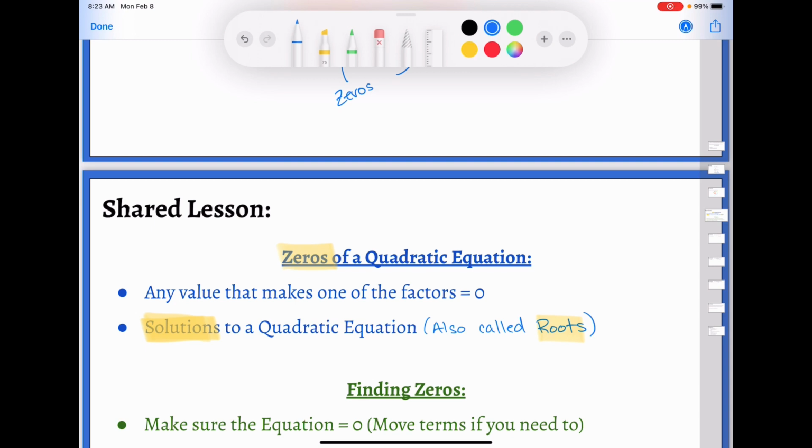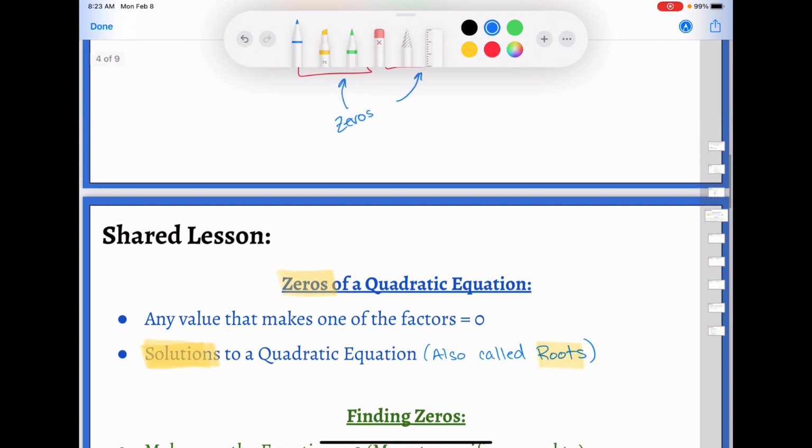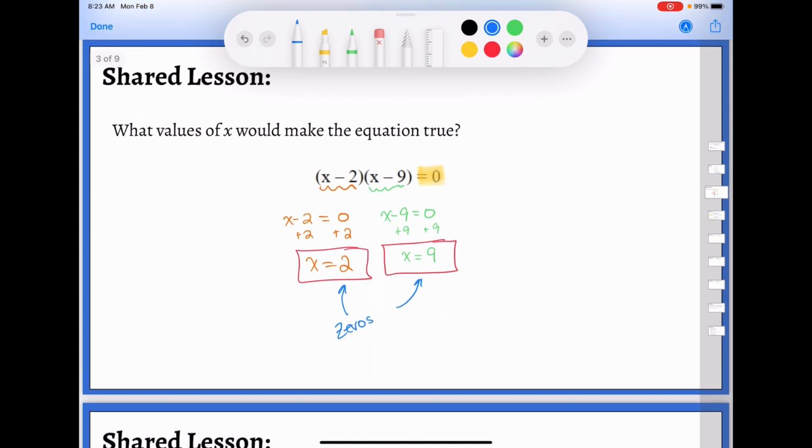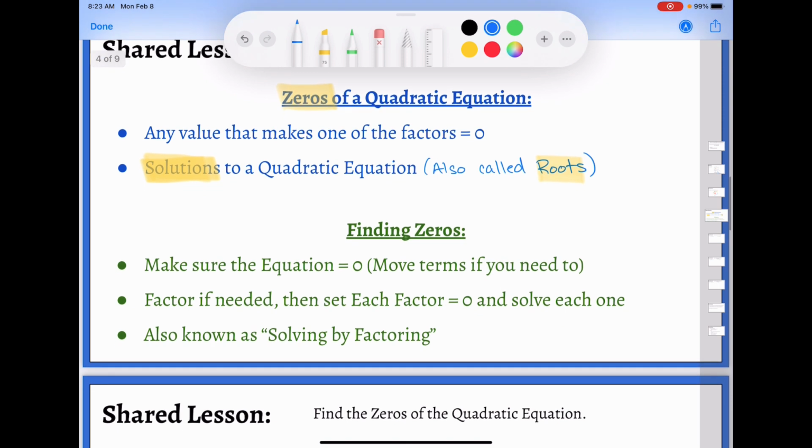All right, so remember that a zero is any value that makes one of the factors equal to 0. Now notice when we solved that, our equation had to equal 0, and we had our equation factored, right? So we had to have these factors, and the whole equation had to equal 0. So those are kind of our steps, which we'll ease our way into in this lesson. We first have to make sure that the equation equals 0. Sometimes we might have to move some terms. If the equation isn't factored yet, then we have to factor it first, and then set each factor equal to 0 to be able to solve each one of those.